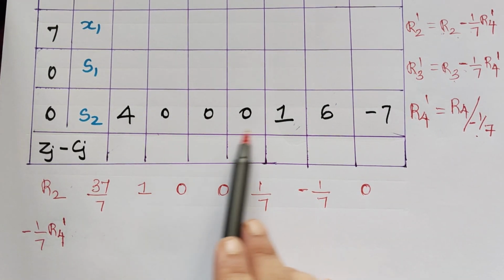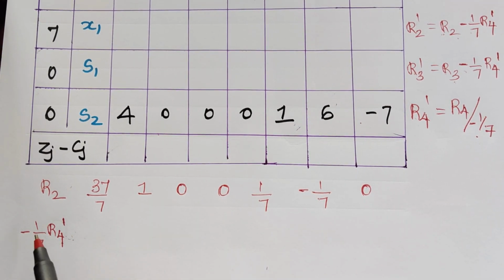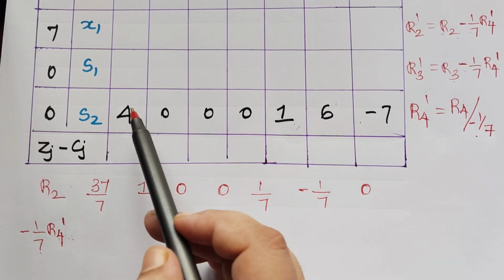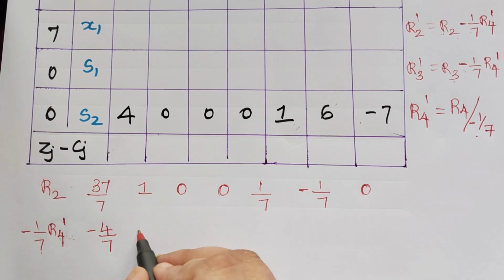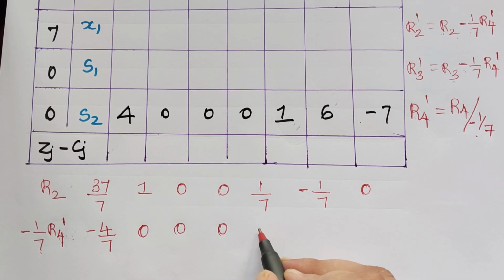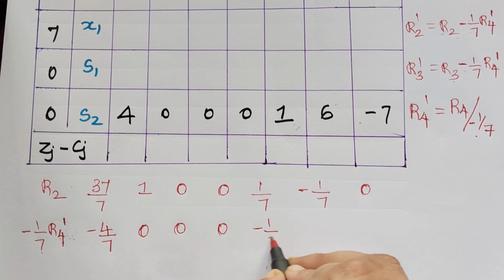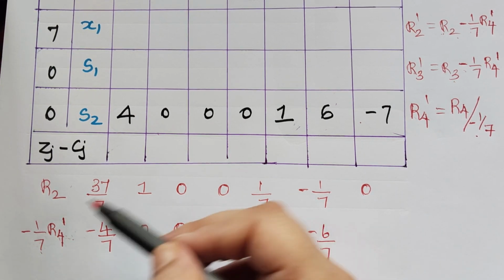So this is done. Now we have to make use of this R4 dash over here. That is, we have to multiply minus 1 by 7 with this R4 dash. So what we will get if we multiply minus 1 by 7 with R4 dash? So 4 into minus 1 by 7 will be minus 4 by 7. This is 0, 0, 0. 1 multiplied with minus 1 by 7 will be minus 1 by 7. Then this is minus 6 by 7. And then minus 1 by 7 multiplied with minus 7 will be 1.